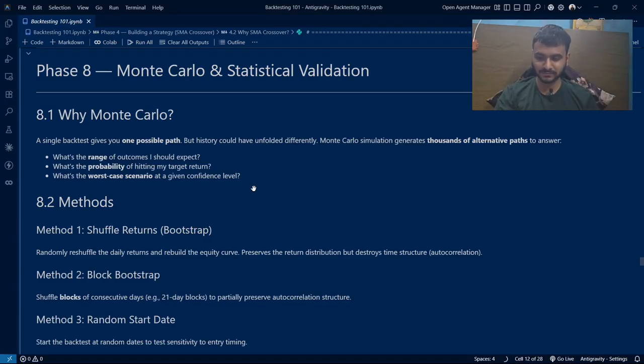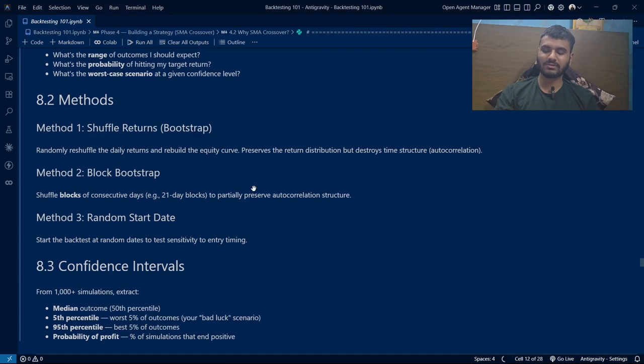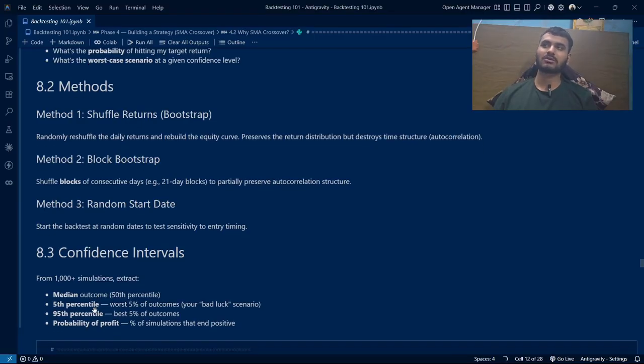Now, there are three main methods: shuffle returns, right? You shuffle the daily returns and rebuild the equity curve. Block bootstrap, shuffle blocks of consecutive days, right? Take 3 days and put it at the end, and take somewhere in the middle a few days and put it somewhere else. So it will partially preserve the autocorrelation structures, right? And random start dates: start the backtest at random dates to check if you made so much money because you started live trading it on XYZ specific days.